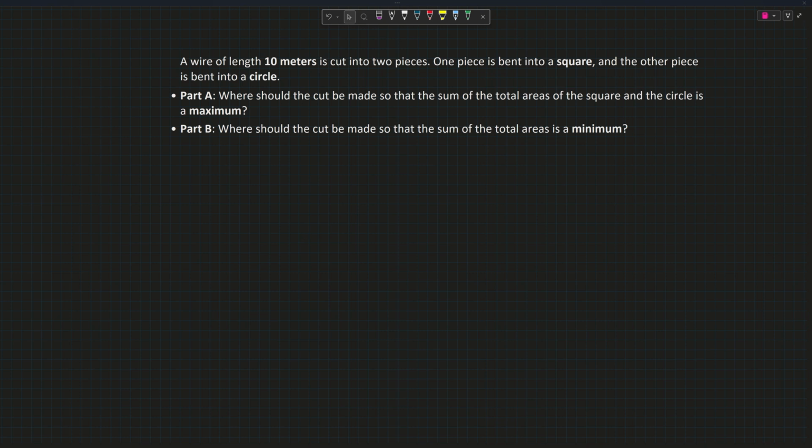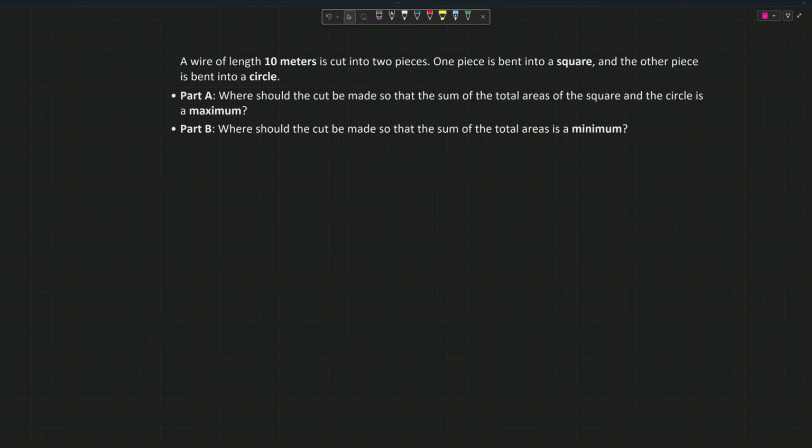Okay, so you've been given a wire of 10 meters length, and then it's cut into two pieces, which you will determine the length of each. One of those pieces is a square and the other is a circle. Now, where should you make the cut, as in the length of each piece, where the sum of the total areas of the square and the circle is either the maximum or the minimum? Well, we have to find both, but it's the same step. Can you figure out how to do this?